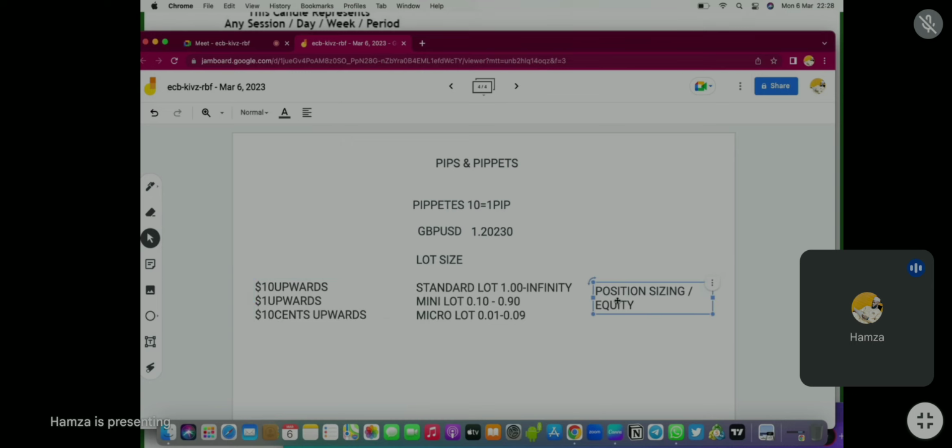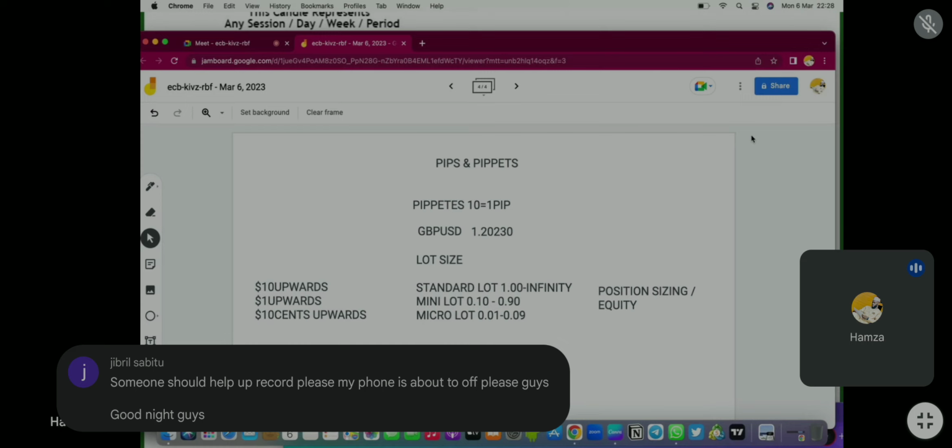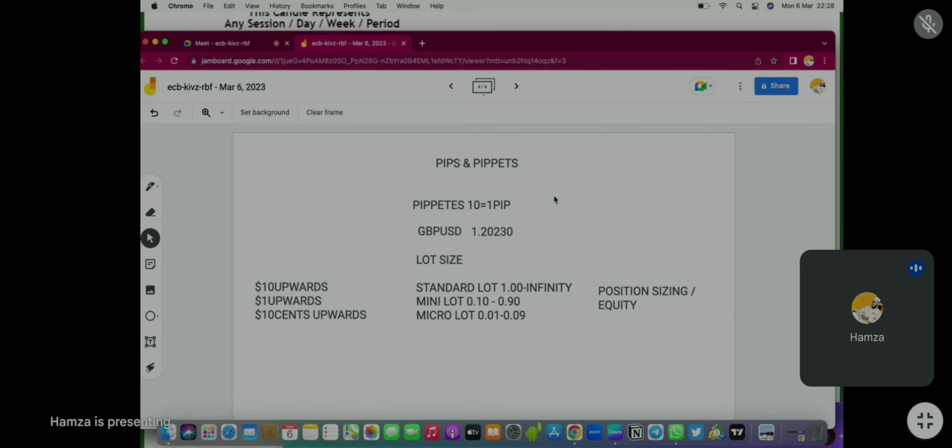Because if you have a considerable equity, 10 pips of a standard lot is just $100. But if you have $100 in your account as equity and you use a standard lot, a 10 pip loss is literally boom, your account is gone. So you will need to put your equity into consideration when doing your position sizing calculation.